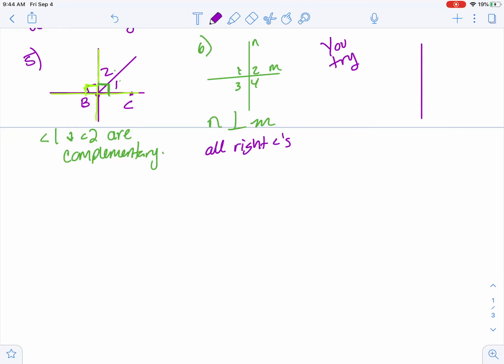Once you try this one, your notes for this section are complete, and you can get started on your next task. Okay, so what can you say about these if I tell you that H is perpendicular to K? Here's H, here's K. Go ahead and pause and try that.